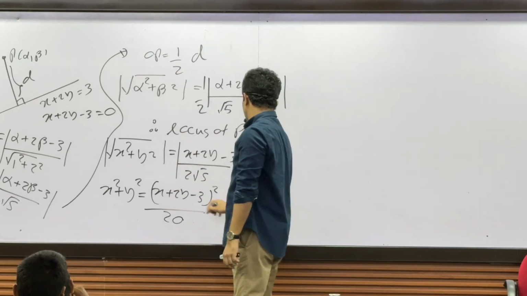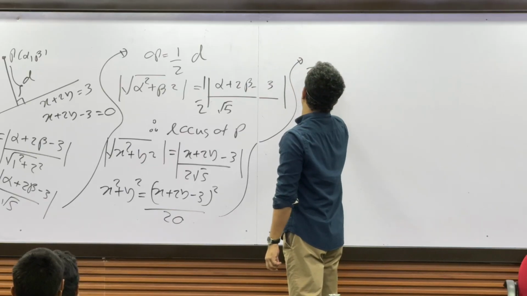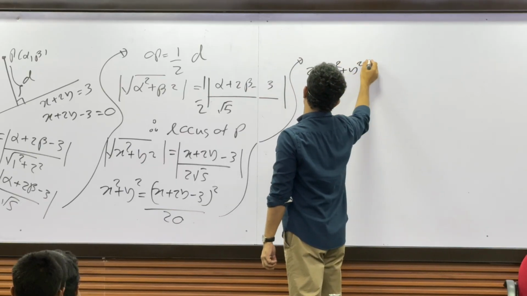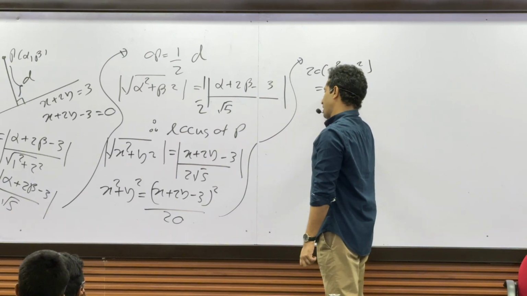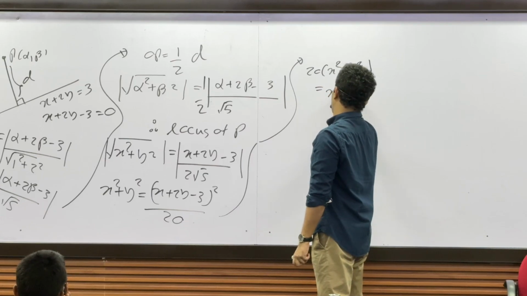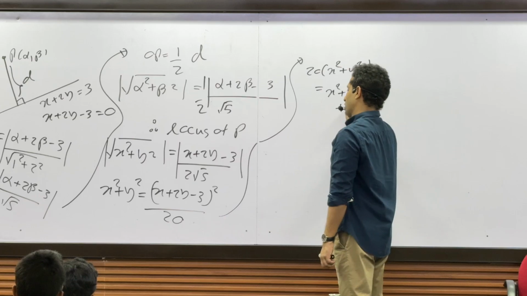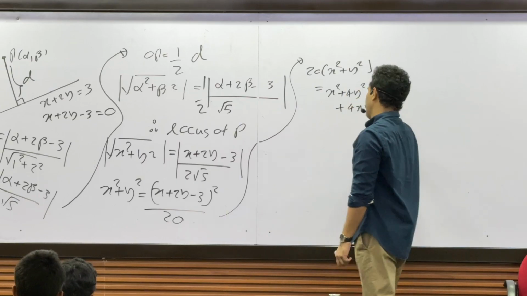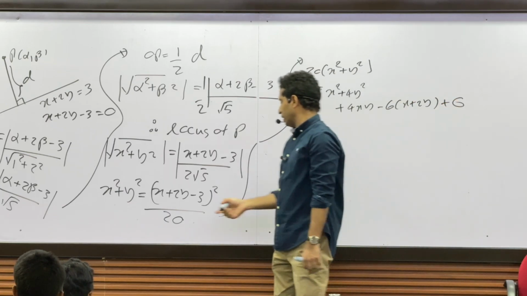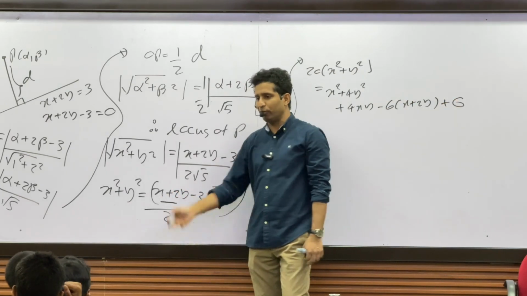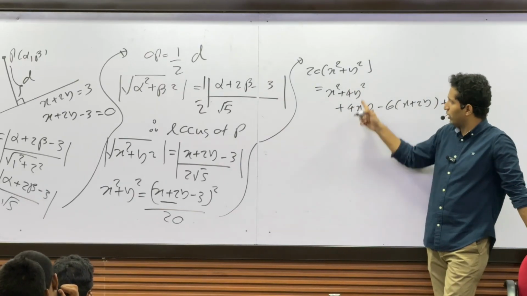Now you can take it the other way. You can say 20 times x squared plus y squared equals the square of this one. That is x plus 2y to the power 2, which is x squared plus 4y squared plus 4xy, minus 6 times x plus 2y, plus 9. I have used a minus b to the power 2 equals a squared minus 2ab plus b squared, where a squared means x plus 2y to the power 2.